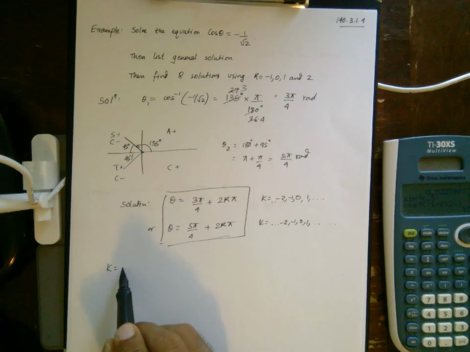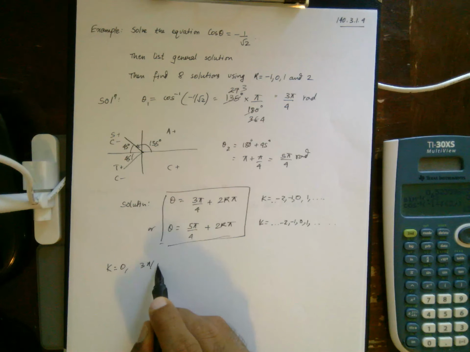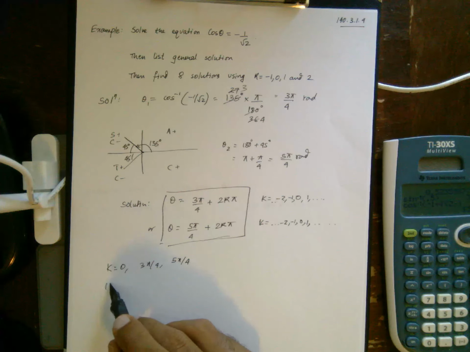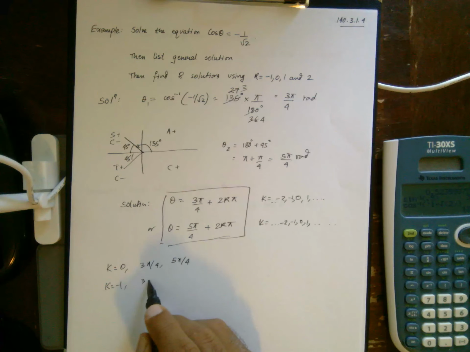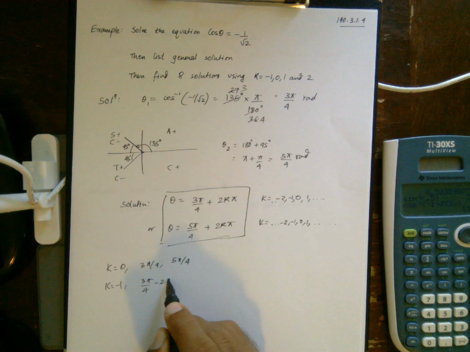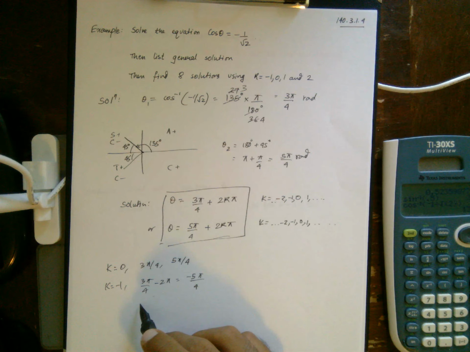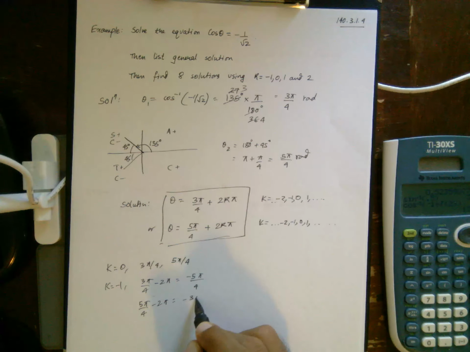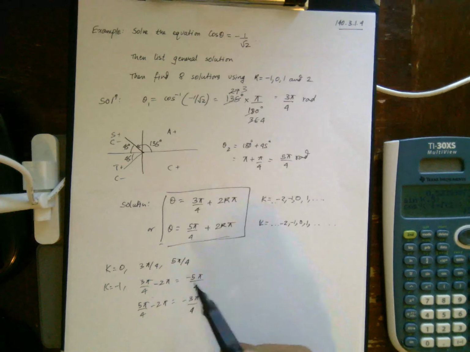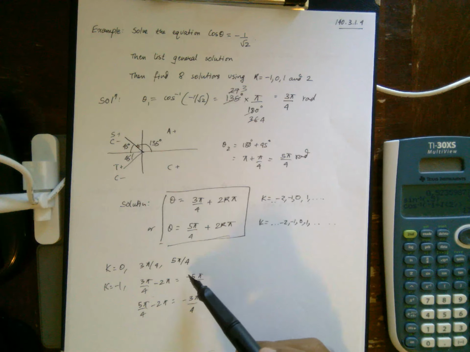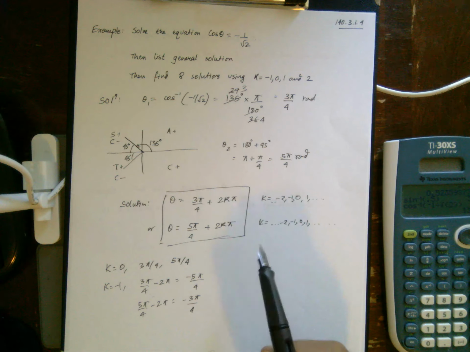When k is 0, we already have 3 pi over 4 and 5 pi over 4, which is our first case. When k is negative 1, I have 3 pi over 4 minus 2 pi, which is negative 5 pi over 4, and 5 pi over 4 minus 2 pi, which is negative 3 pi over 4. And this should not surprise you, because remember, cosine is an even function. So cosine of pi over 4 and cosine of negative pi over 4 will be the same.